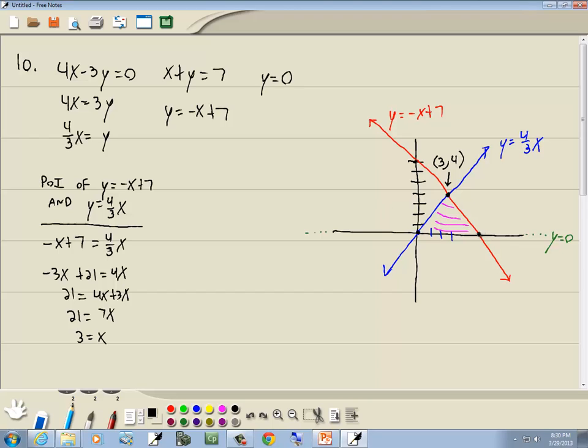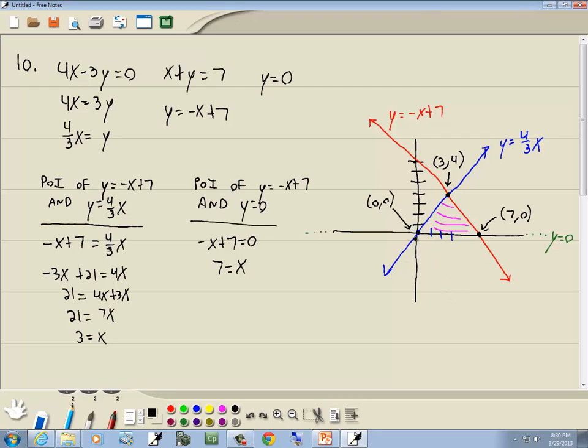Okay, now we need to find this point right here, which is the point of intersection of the red line, which is y is equal to negative x plus 7, and the green line, which is y is equal to 0. Well, again, they're both solved for y, so I just equate them. So we got negative x plus 7 equal to 0. Take negative x over, and we get x is equal to 7. So this point right here is going to be (7, 0). And by inspection, it's obviously this one is (0, 0).